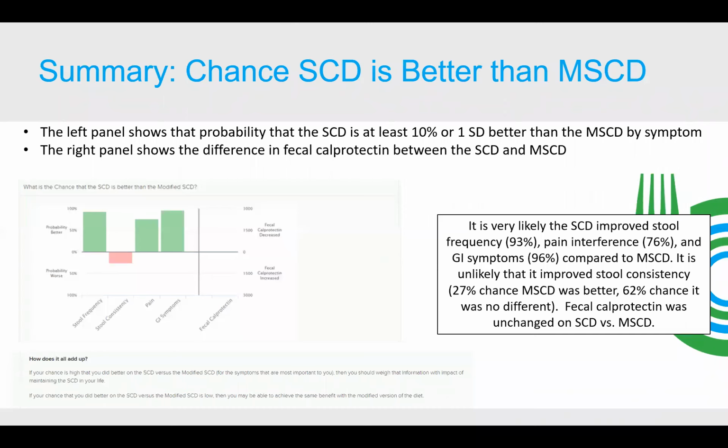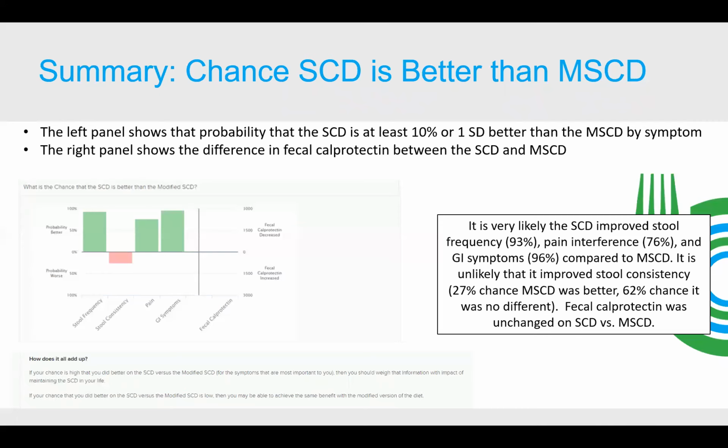So in looking at this, for stool frequency, pain, and GI symptoms, we have tall green bars, giving us an idea that there's a high chance that the SCD is better than the MSCD. For stool consistency, we have a red bar, which might make you think the MSCD is in fact better than the SCD for stool consistency. However, because that bar is short, we really generally think that there's no difference.